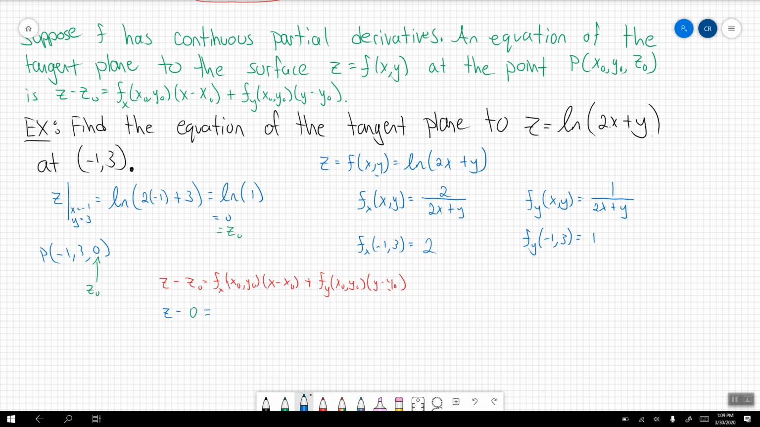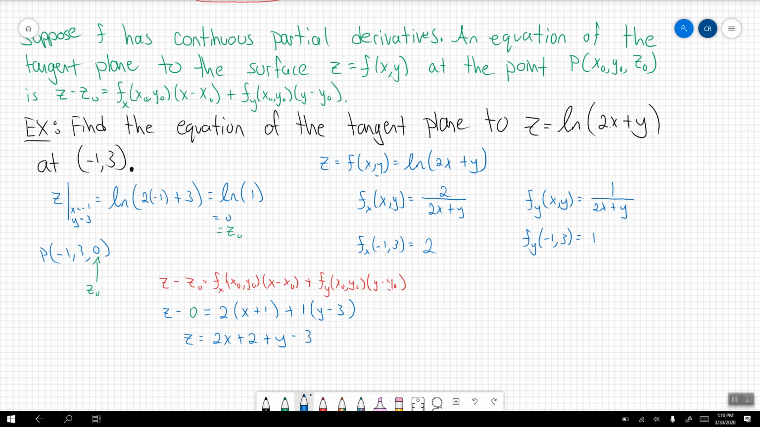So z minus 0 is equal to the partial derivative evaluated at x naught, y naught, and that's going to be 2, times x minus x naught, plus partial of y evaluated at the point, that's going to be 1, multiplied by y minus y naught, which is y minus 3. There we are. Which means that the equation of the tangent plane that we get to see here is z is equal to 2x plus 2 plus y minus 3.